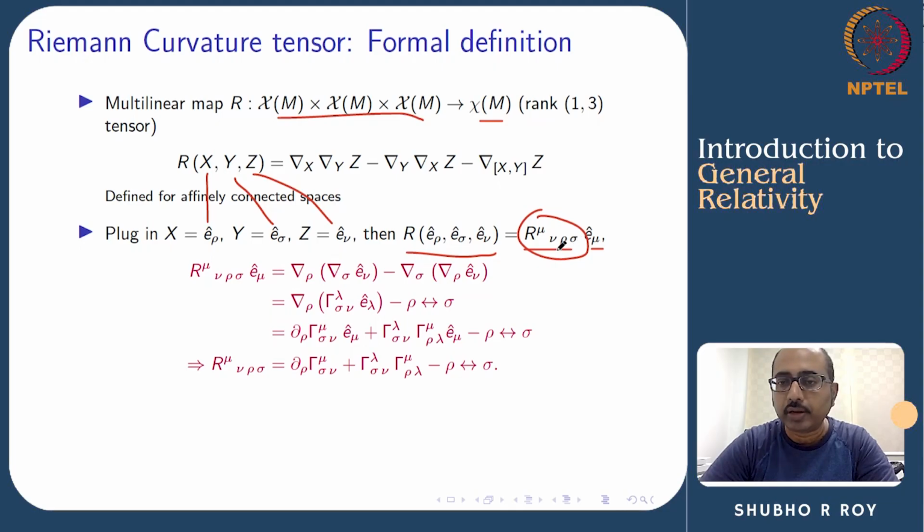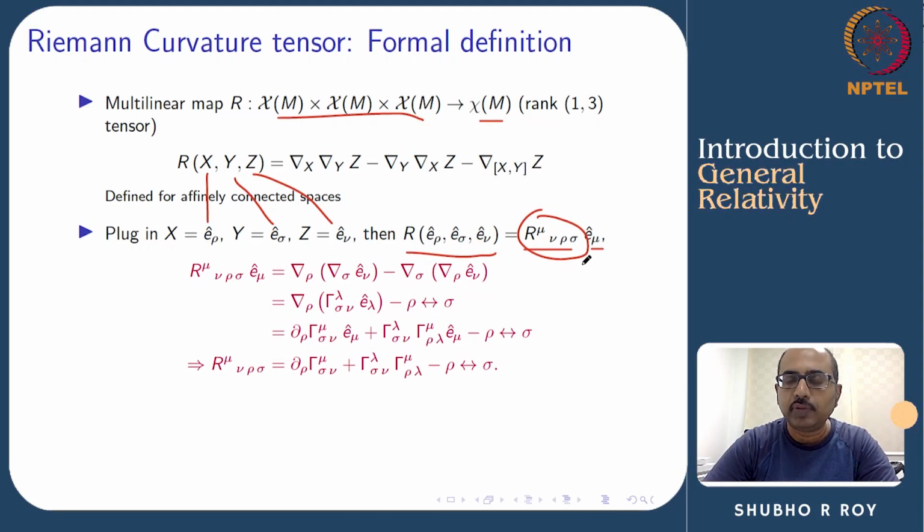Actually, the order is slightly different. This is what I wanted to point out. I'm using Nakahara's convention. Not every author uses this convention. I think Carroll uses a slightly different convention. So be very, very careful when you're reading multiple books. Always first check what the defining equation for the Riemann tensor is, to know the convention they're following.